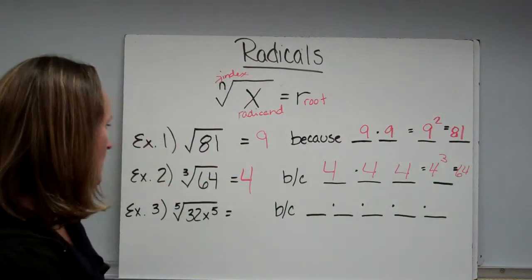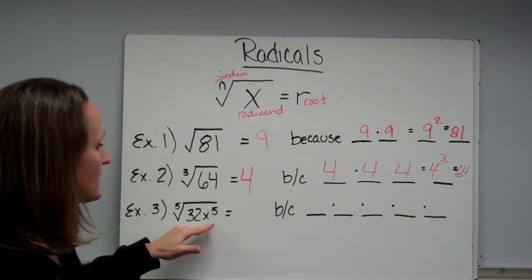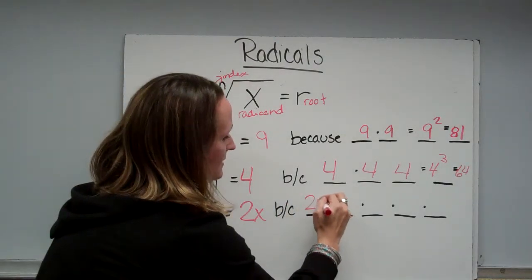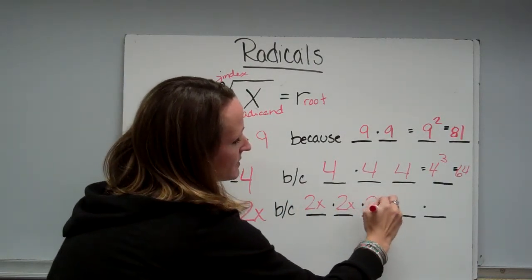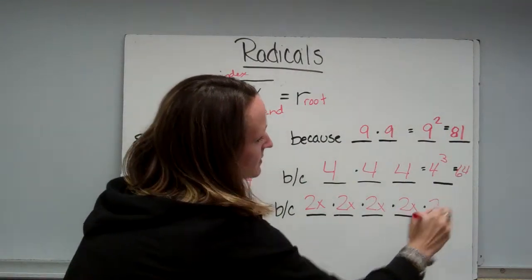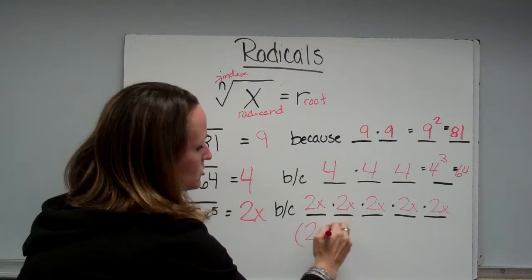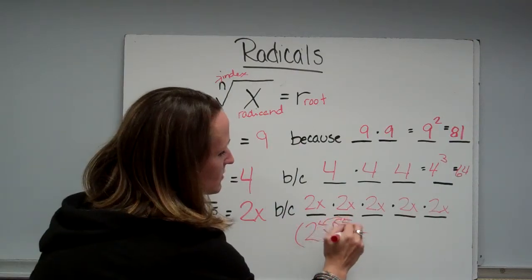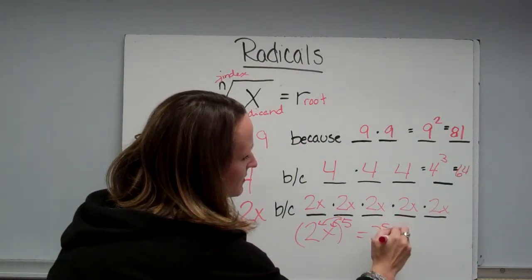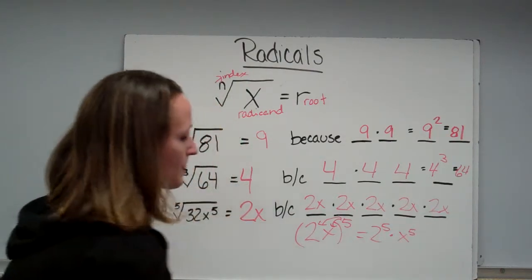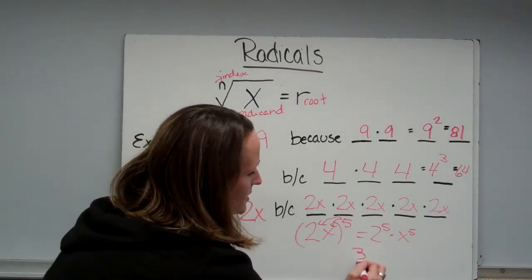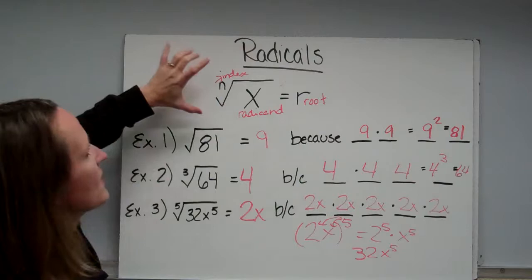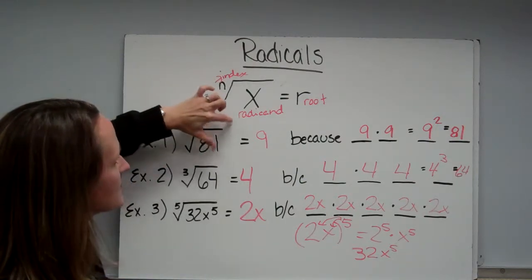Alright, the fifth root of 32x to the fifth is 2x, because if we took 2x times 2x times 2x times 2x times 2x, which could be written as (2x) to the fifth power, which is like distributing the 5th power to get 2 to the fifth times x to the fifth, that gives us 32x to the fifth. So that's just breaking down how we deal with radicals. Again, our index and our radicand.